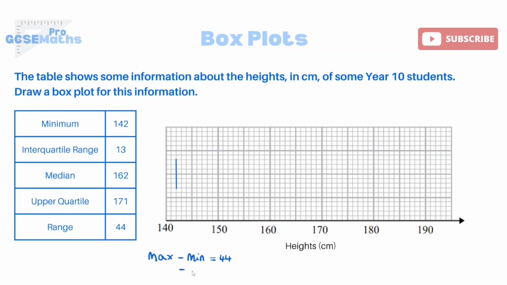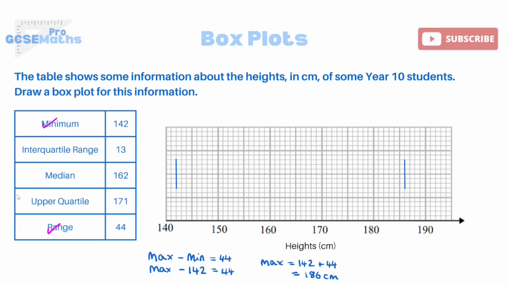Now the minimum is 142. So you could almost imagine it as an algebraic equation. How do I then work out the maximum? How do I go backwards? Well, obviously the maximum is going to be the minimum plus the range, isn't it? Plus the difference. So we should get 186. So that's our maximum. You might have to work that out. It just depends on the question. So 186, that's 6 squares along from 180. So we've got our minimums and our maximums. You can also go and tick them off if you feel like that would be helpful. So we've done those 2.